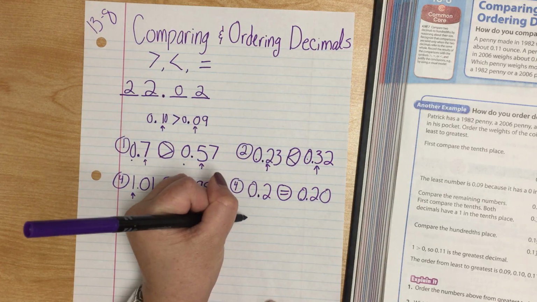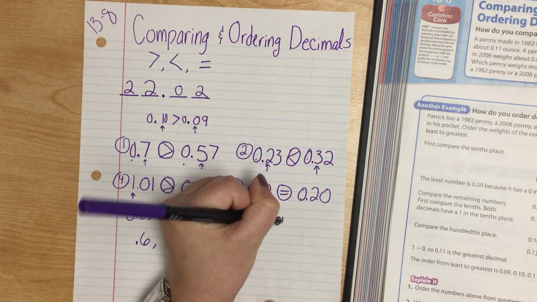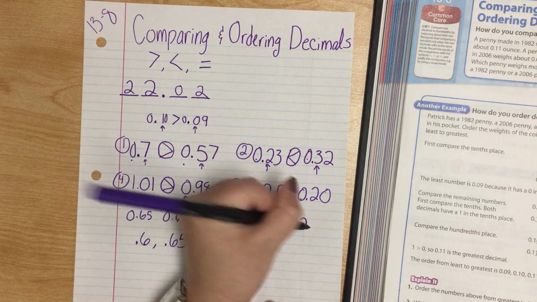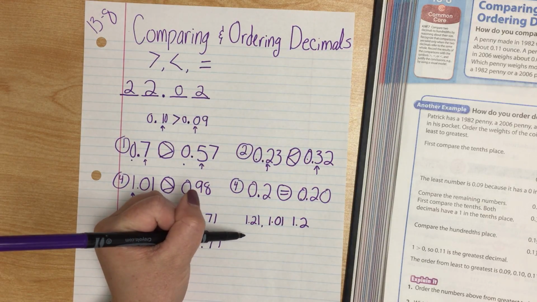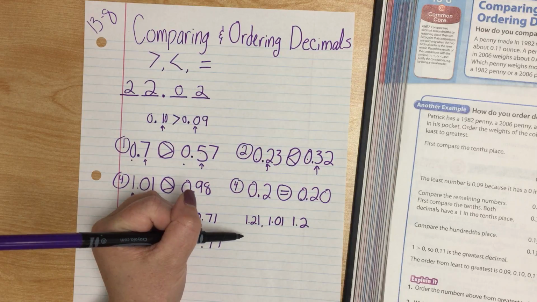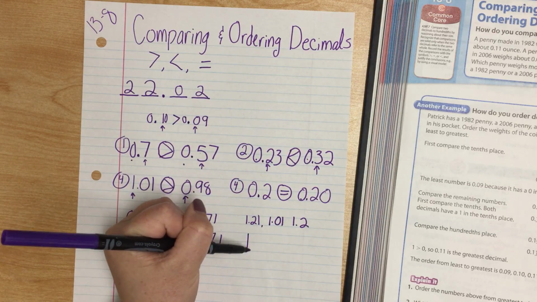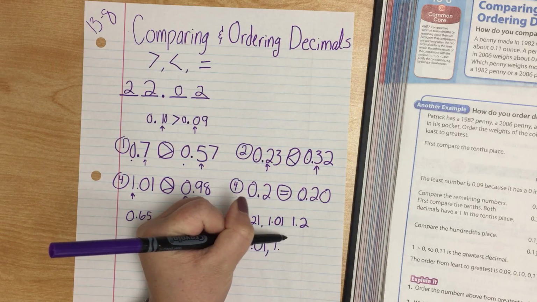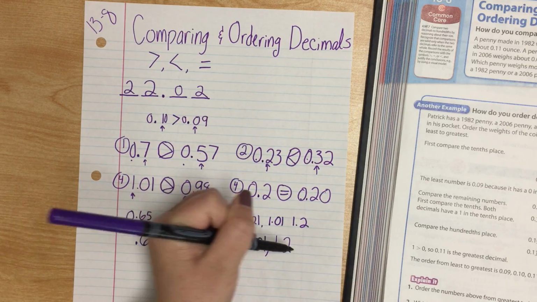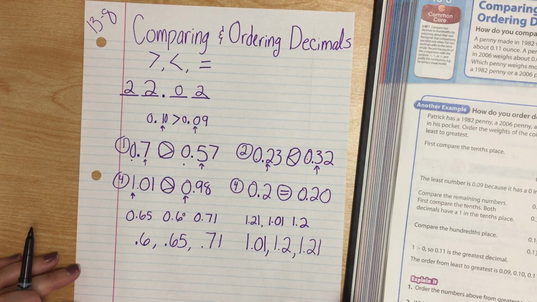Okay, what about 1.21, 1.01, and 1.2? Which one of those is the smallest? 1.01 is my smallest. Then what's the next? 1.2. 1.2, because technically it's 1.20, and then 1.21. Okay?